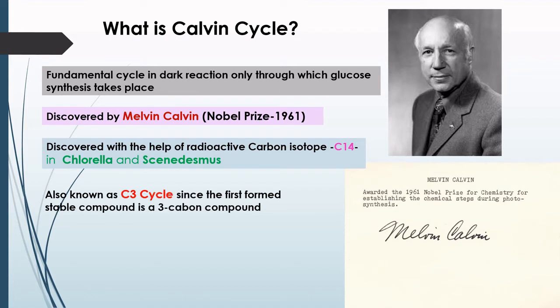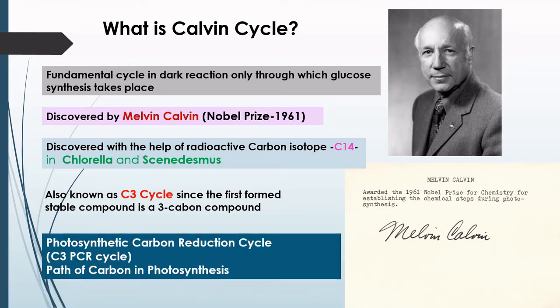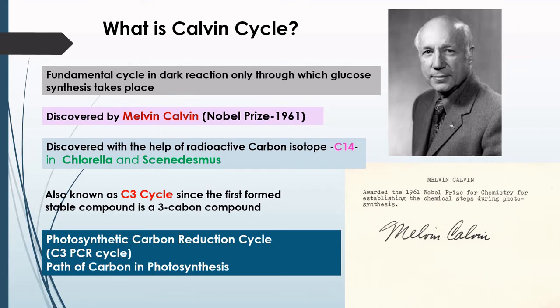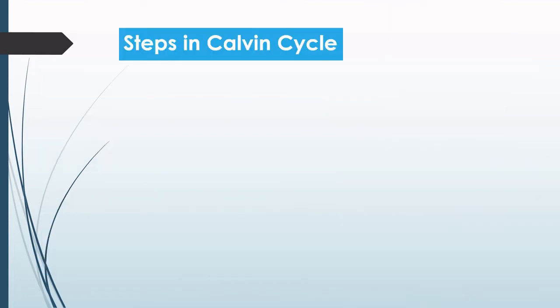This cycle is also known as the C3 cycle since the first stable compound formed here is a 3-carbon compound. The cycle is also known as the photosynthetic carbon reduction cycle, or C3-PCR cycle, or path of carbon in photosynthesis. So let's see the different steps in the Calvin cycle. The Calvin cycle is a cyclic enzymatic process completed in 4 steps.